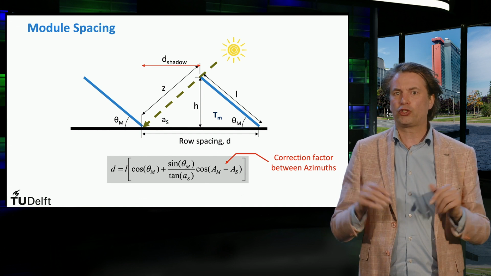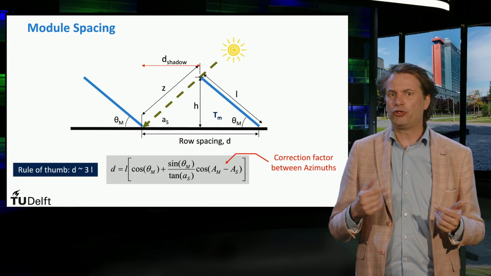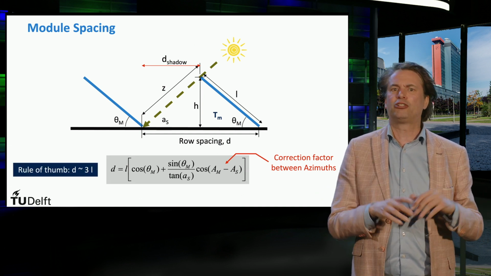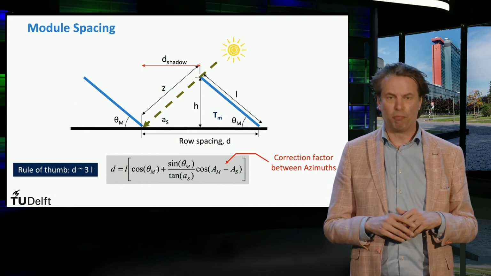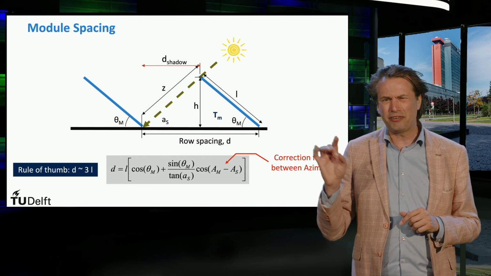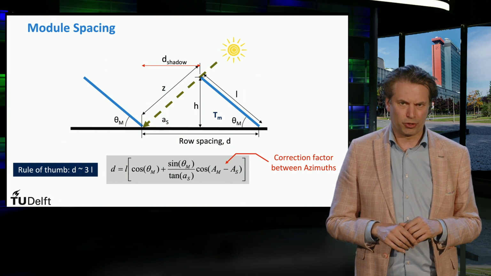However, for a first quick estimation, one can use the rule of thumb that the distance between the two rows of modules should be at least 3 times the length of the module.